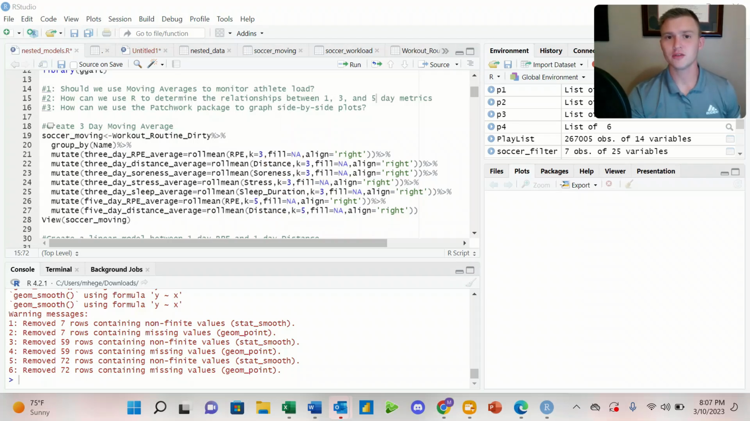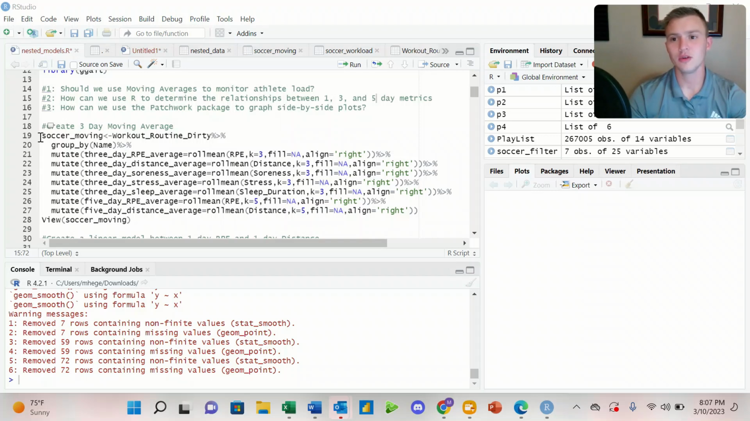So we have three main objectives from today's video. Should we use moving averages to monitor athlete load? How can we use R to determine the relationships between 1, 3, and 5-day metrics? And how can we use the patchwork package to graph side-by-side plots?